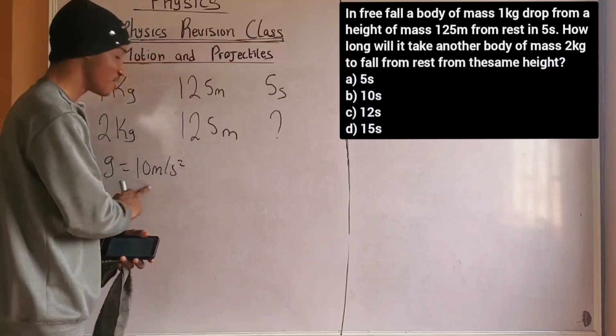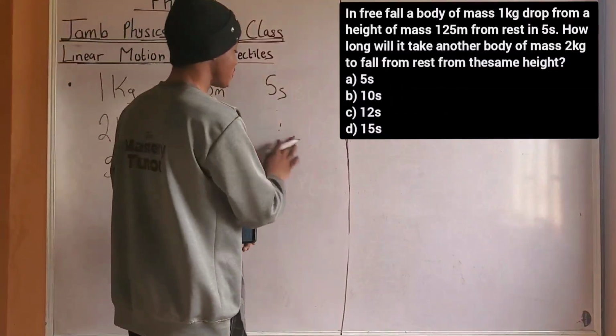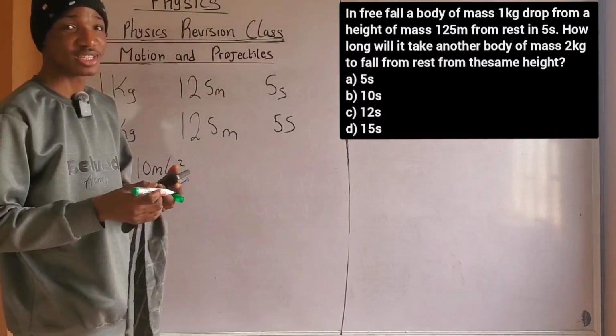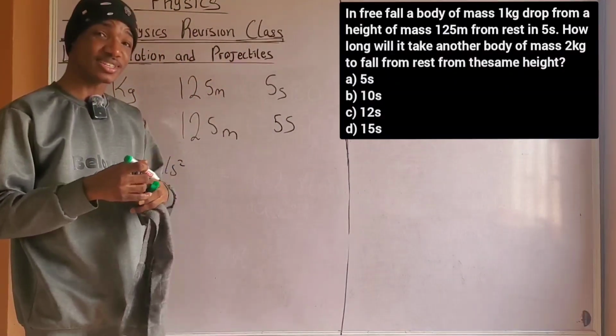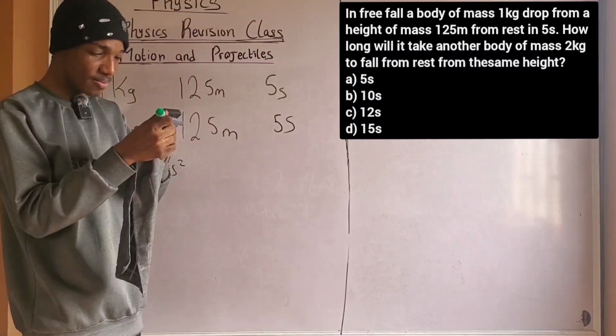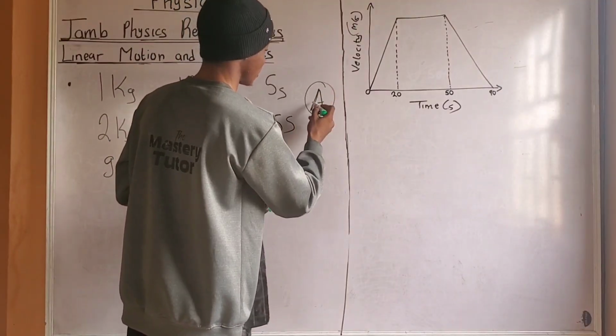The acceleration due to gravity does not change. Do you understand? So that means it will also take 5 seconds for the body of 2 kilograms to reach the ground. Are you getting it? I hope you understand. So the correct option to that question is option A. Option A is correct.